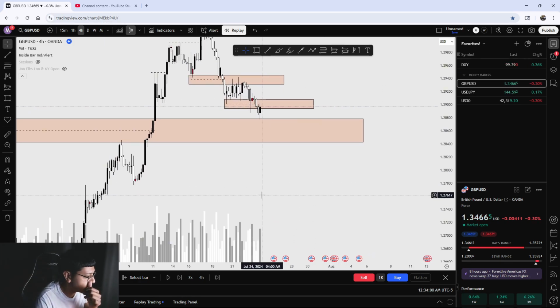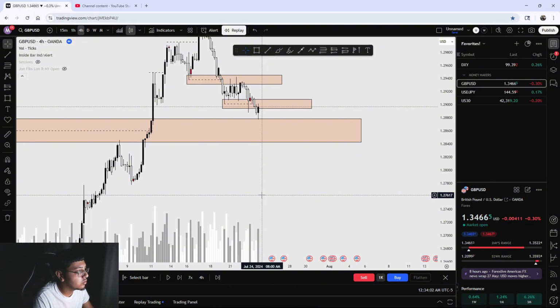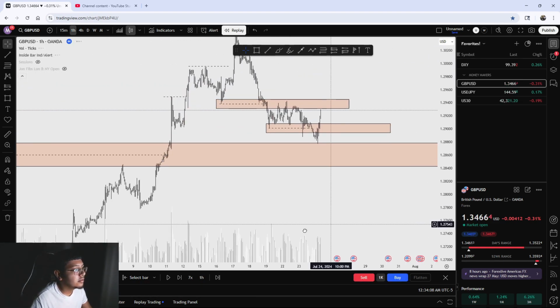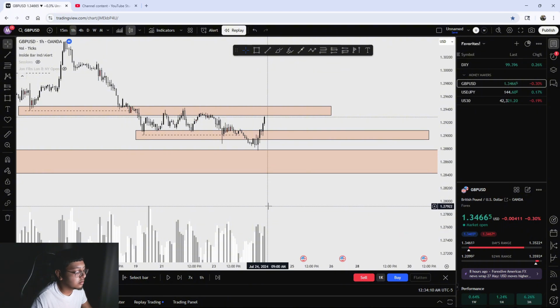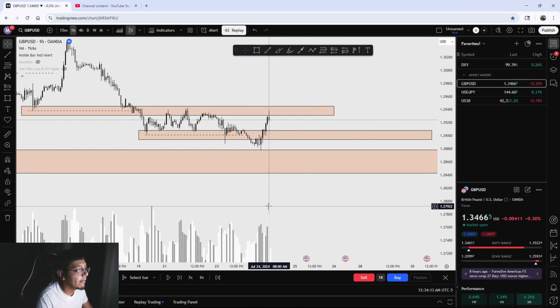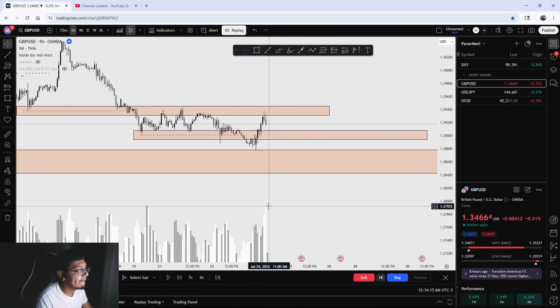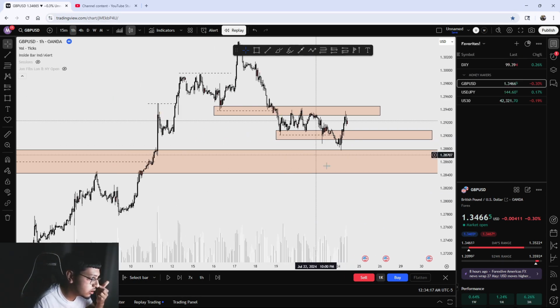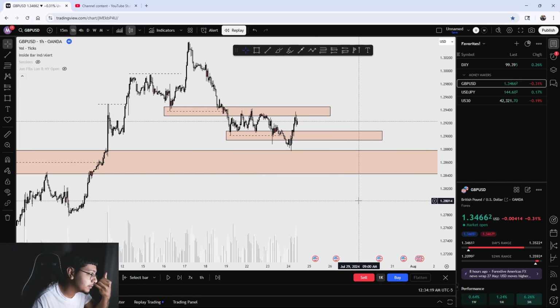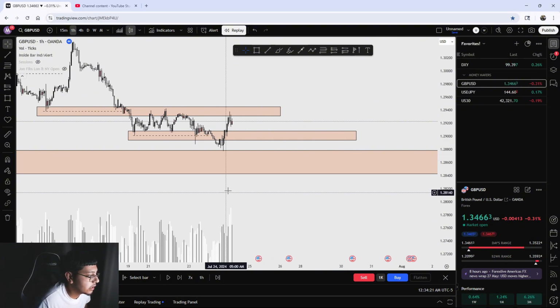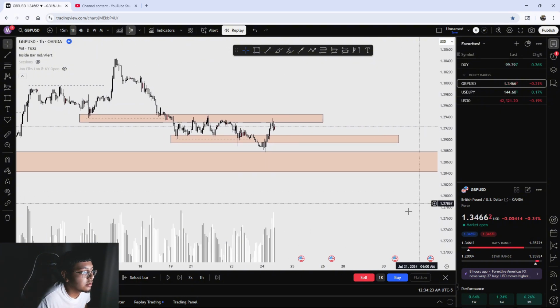So we are at 4 a.m. So I want to go to 11 a.m. So currently we are sitting at 11 a.m., right? It's 11 a.m. and I want to go bullish.